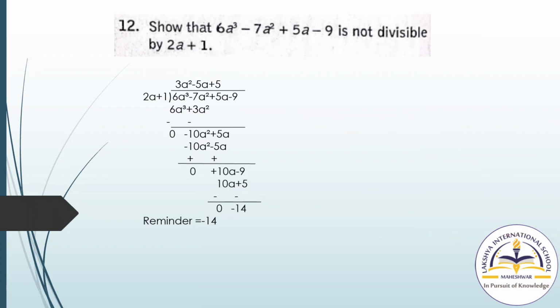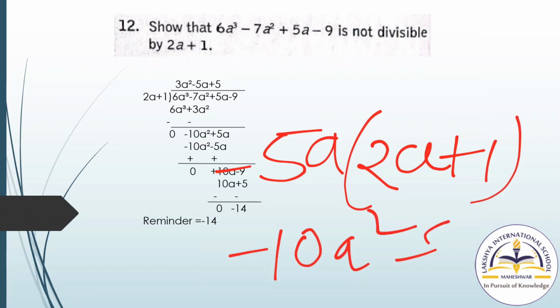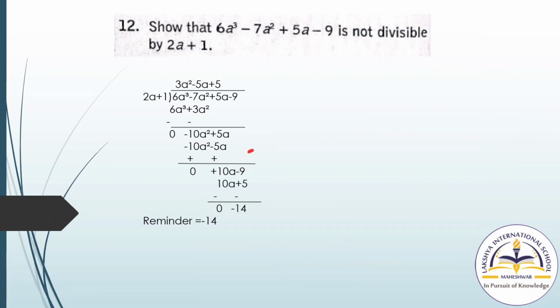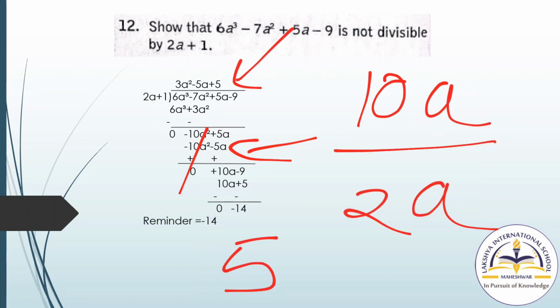So minus 5a multiply 2a plus 1. You will get minus 10a square minus 5a. It is written. Again you have to interchange or change the sign and then you have to solve them. Minus 10a square plus 10a square is cancel out. Then plus 5a means plus 10a, minus 9 from the question. Then 10a by 2a, it means plus 5. Here we have taken plus 5.